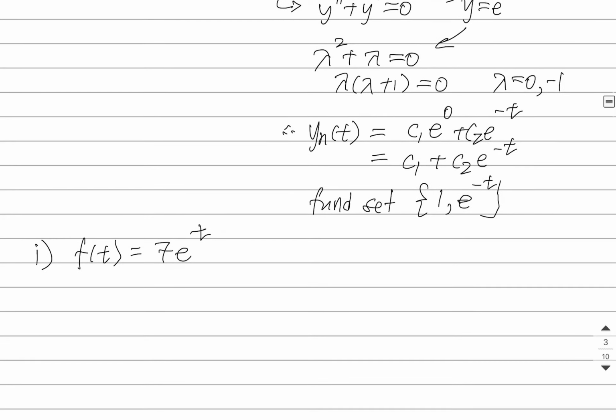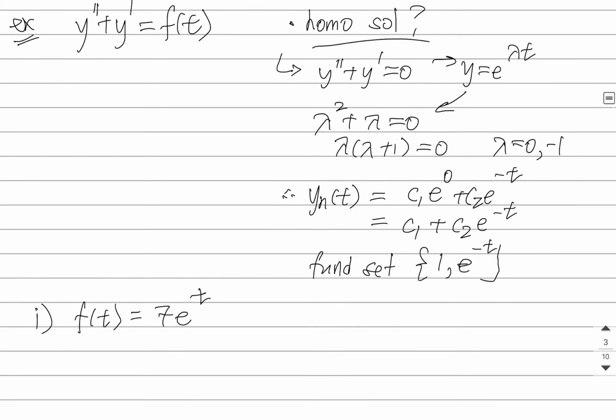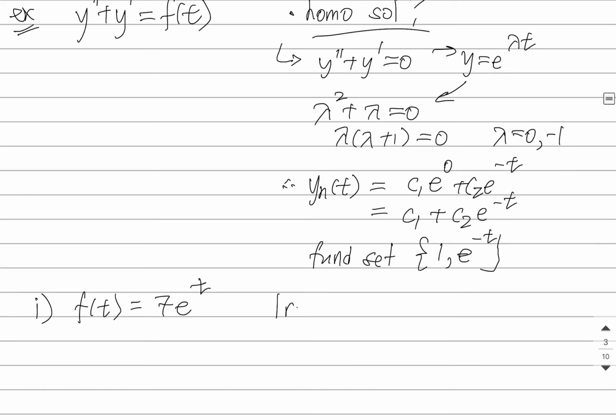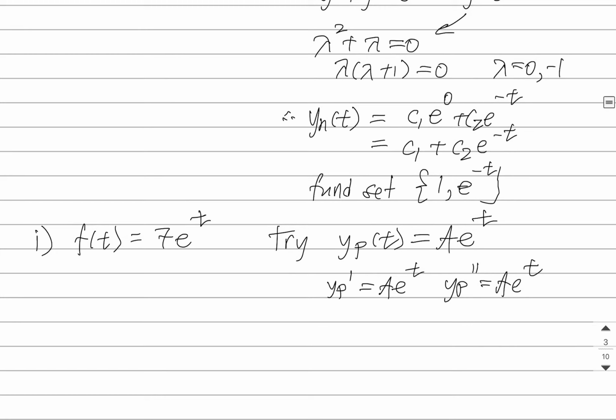So if the driving force is 7 e to the t, the whole idea behind this method is to try a particular solution as a guess. You're going to say, oh, it's proportional to the driving force. So if I'm driving it with an e to the t, then I'm going to try some unknown, undetermined multiple of that, a e to the t. I'm going to take the derivatives, and then I'm going to substitute them into the differential equation to try to figure out what a is.